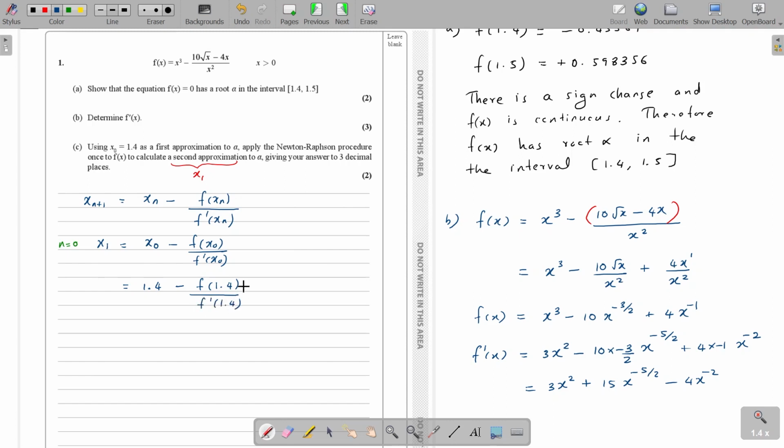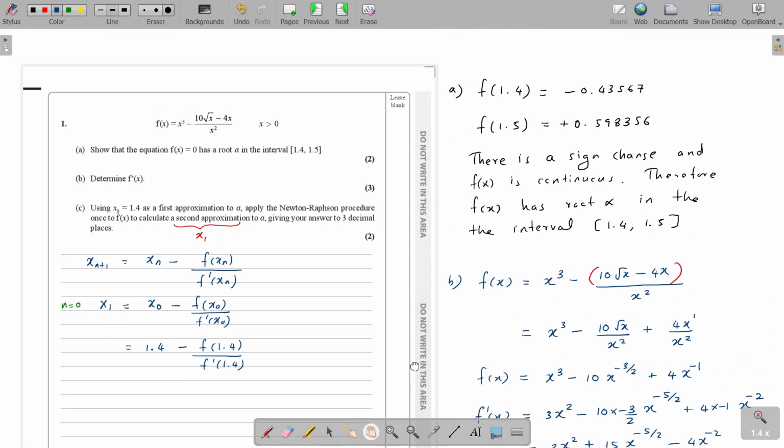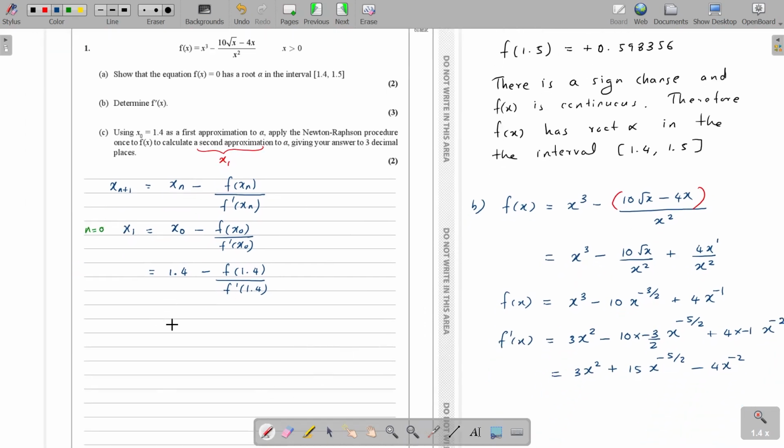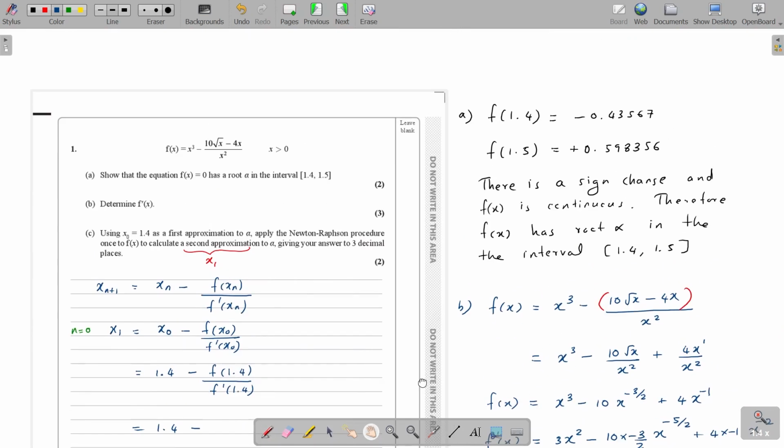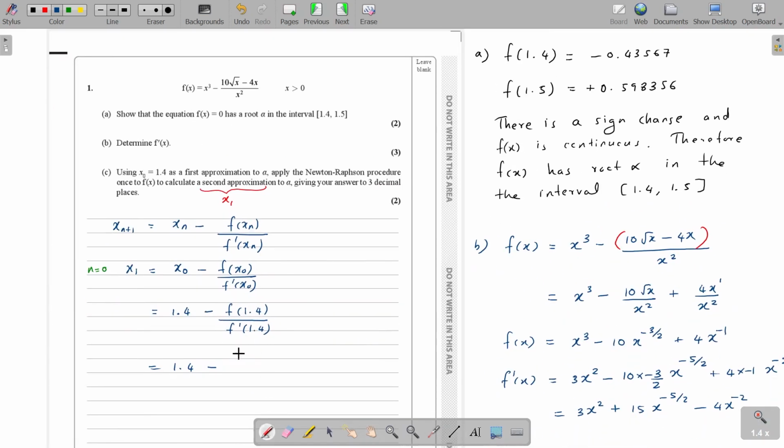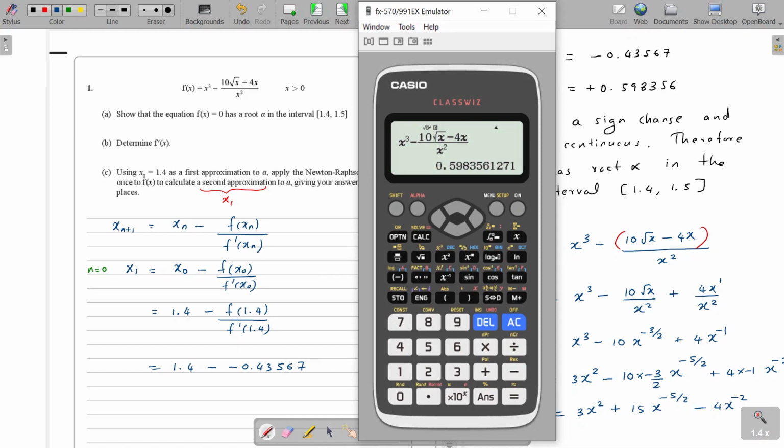So I think f of 1.4 we already have the answer, isn't it? That is minus 0.43567. So we can input some more values, or else we can input the whole figure here. So when x is 1.4, minus 0.43567, 32481.